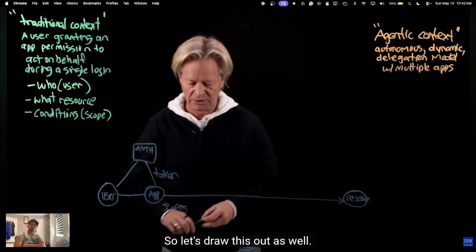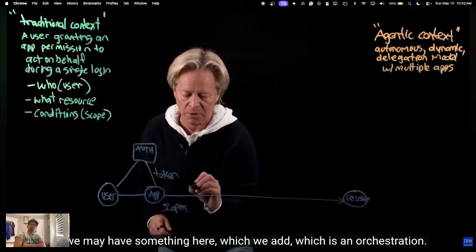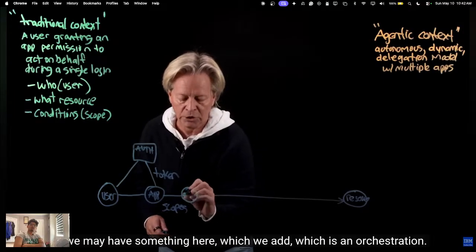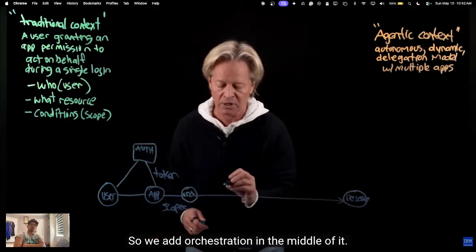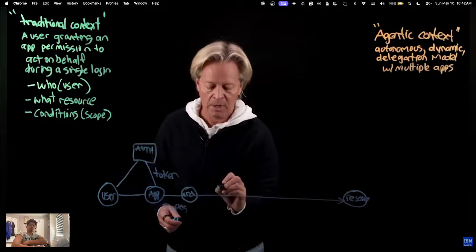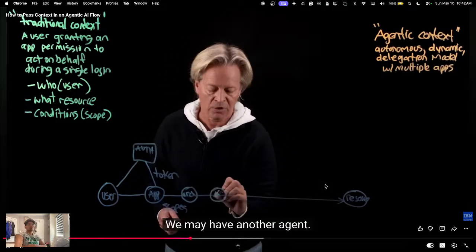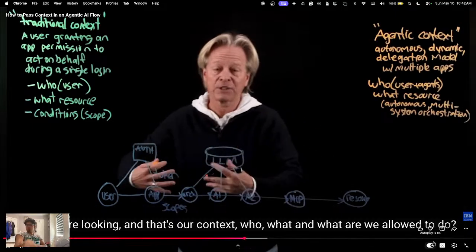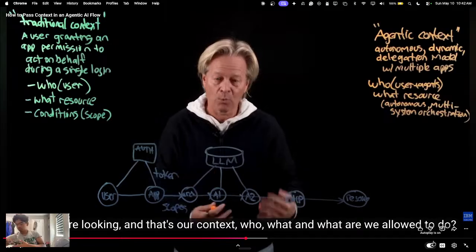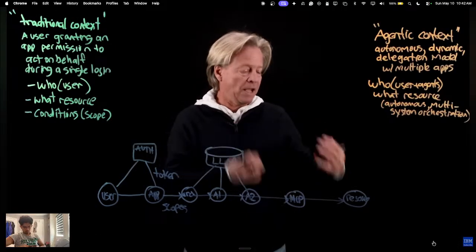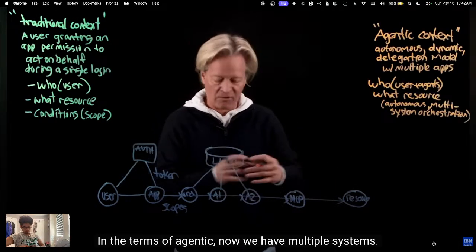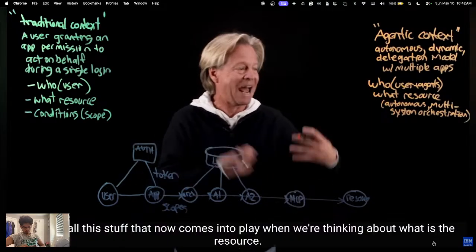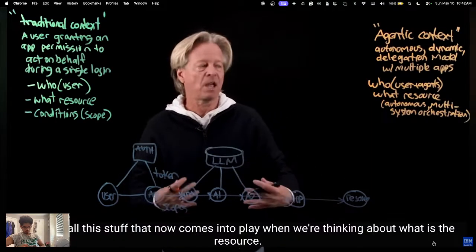So let's draw this out as well. We may have something here which we add, which is an orchestration. So we add orchestration in the middle of it. We may have another agent. There's agent 1 connecting to a resource. And that's our context: who, what, and what are we allowed to do? In terms of agentic, now we have multiple systems. We have multiple agents, we have LLMs, we have all this stuff that now comes into play when we're thinking about what is the resource.